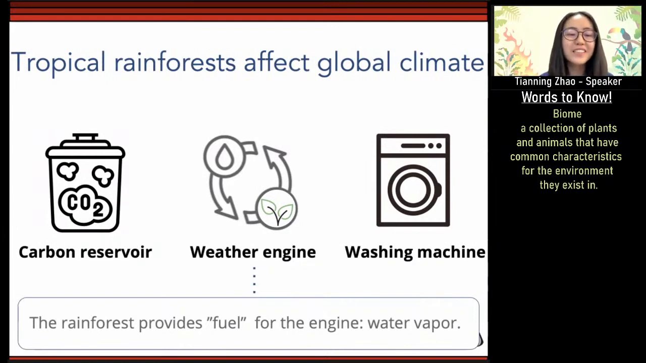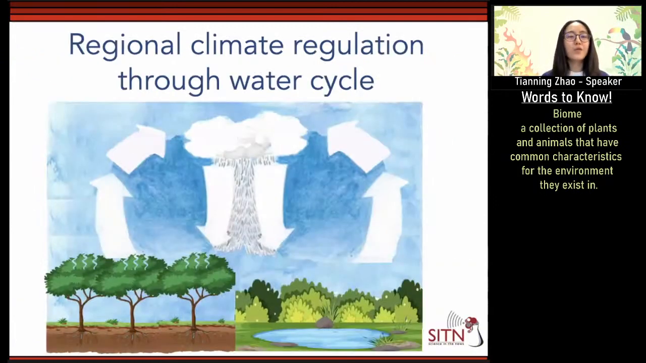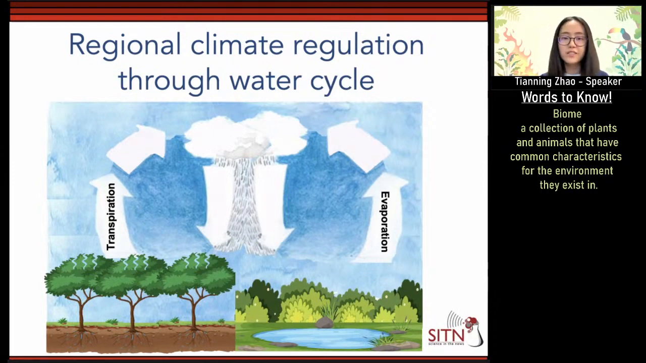The rainforest provides the fuel for this weather engine globally, and the fuel here is not gas or any fossil fuels, it's water vapor. So in the Amazon rainforest, water vapor is released from the ground to the atmosphere through two processes, the evaporation and the transpiration. The evaporation is simple to understand.